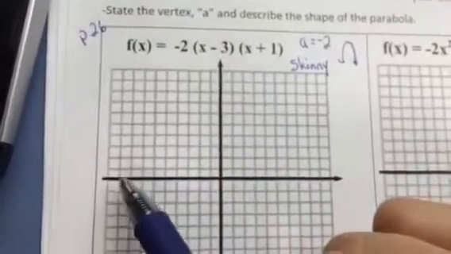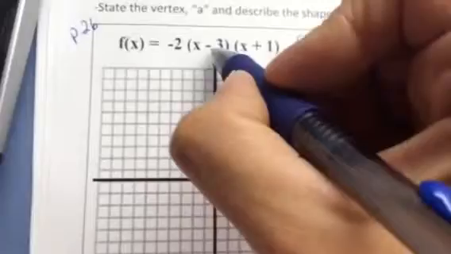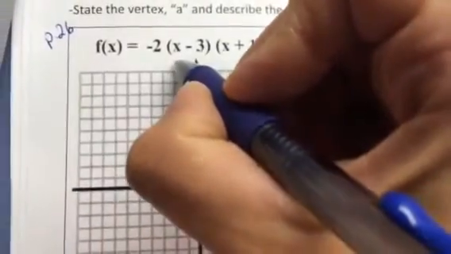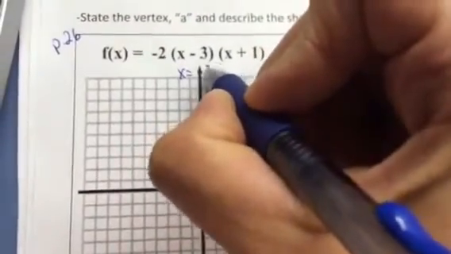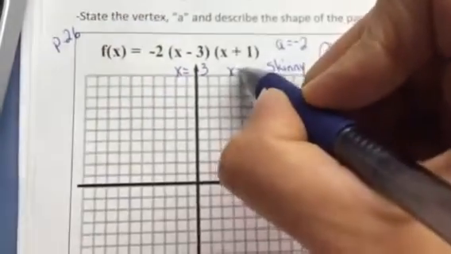And again, in your notes, this is page 26 in your notebook, this is factored form, which means I'm going to use the factors to see where my graph hits the x-axis. So I just need to ask myself, what's going to make my factors be 0? So in this one, x equals 3. And in this one, x equals -1.